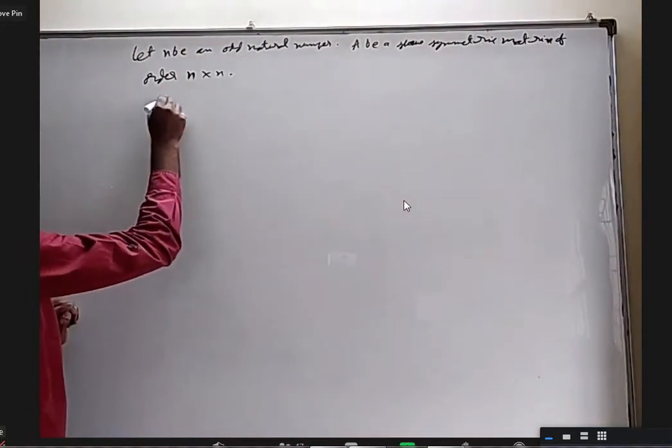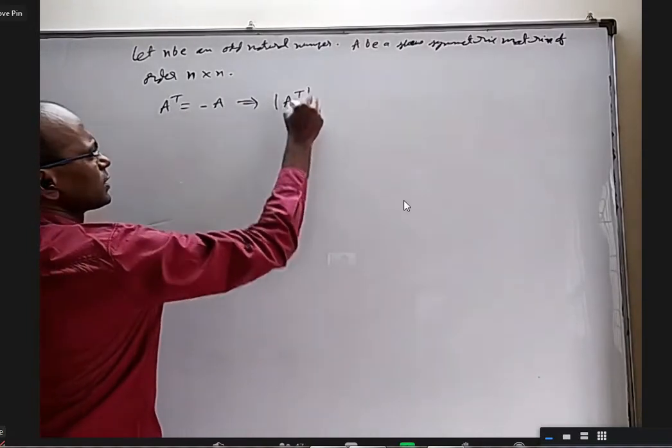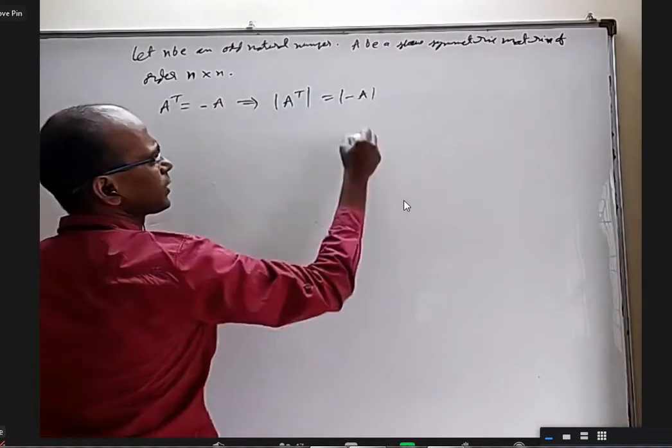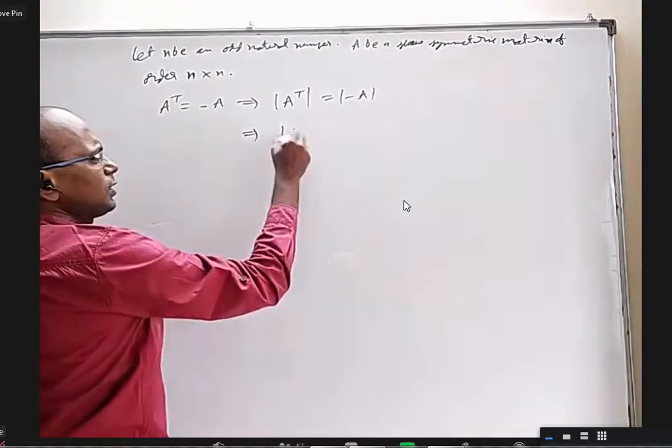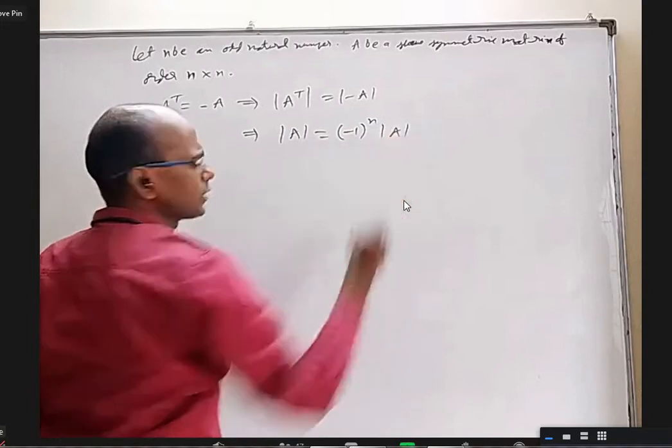Then we know A transpose equals minus A. I'll apply det on both sides. Determinant of A transpose is det of minus A. Determinant of A transpose is the same as det A. This I am writing as minus 1 whole power n into det A.